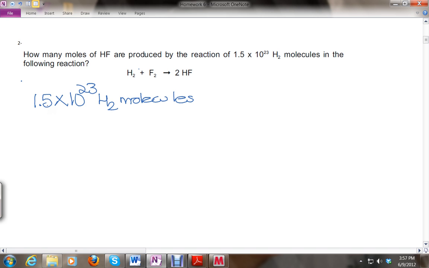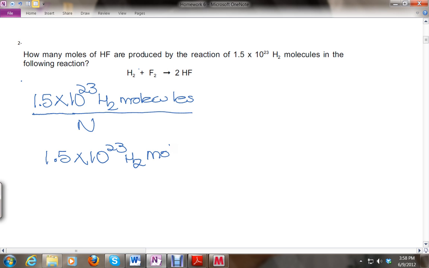So we got here 1.5 by 10 to the 23 hydrogen molecules, right? Let's convert it first to moles. So how do we convert it to moles? Dividing by Avogadro's number, usually a capital N. So we divide 1.5 by 10 to the 23rd. And look at your flow chart. From molecules to moles of molecule, you divide by Avogadro's number.